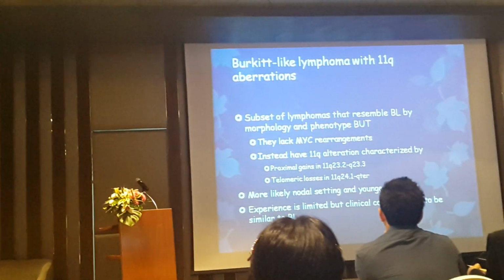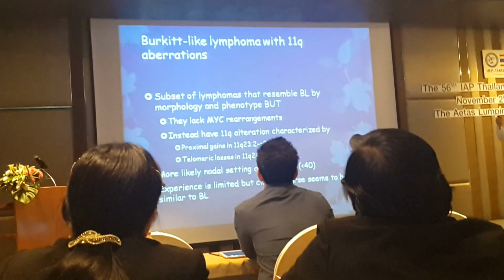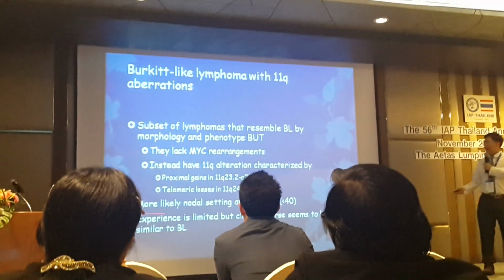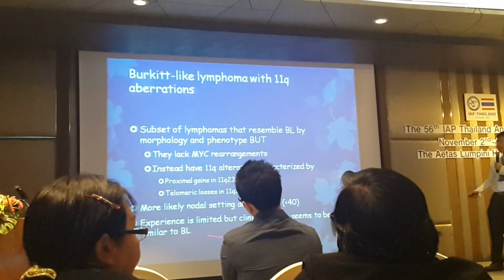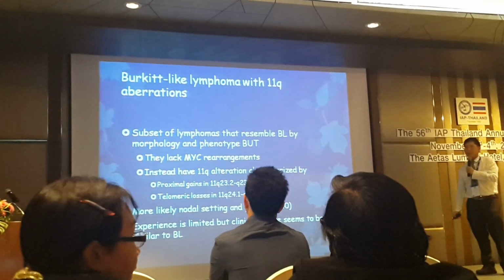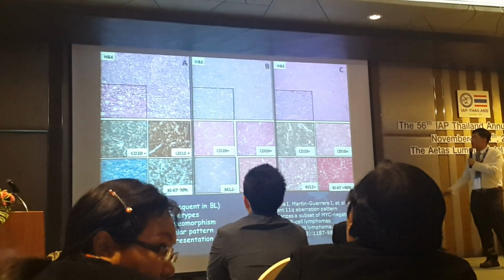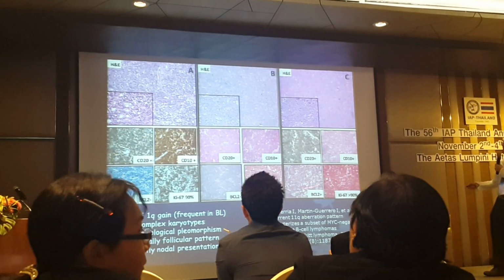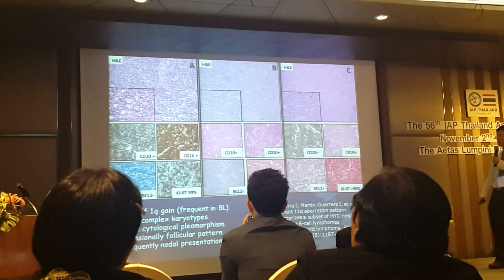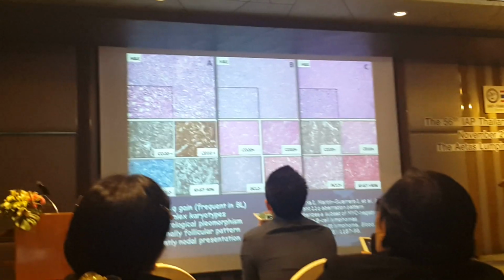These cases tend to occur in the lymph nodes, tend to be younger patients. Morphology-wise, they're a little bit more pleomorphic. The experience is rather limited, but so far these cases tend to behave quite similar to Burkitt lymphoma. So for the present moment, they are called Burkitt-like lymphoma with 11q aberrations. This is taken from a publication, and you can see that the immunophenotype and the morphology is similar to Burkitt lymphoma, but they do not have MYC translocations.